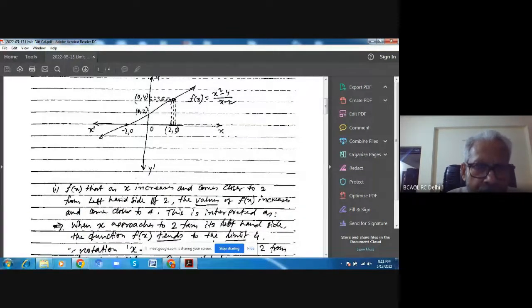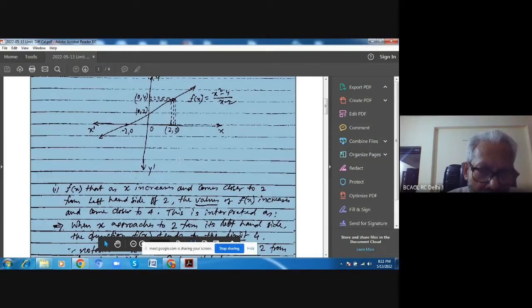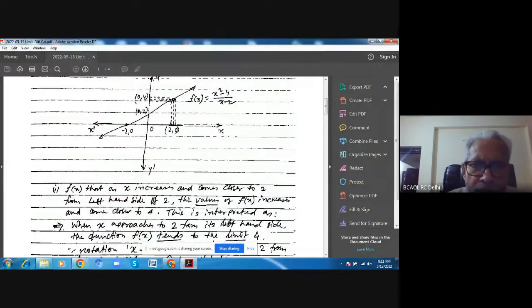Function of x, as x increases and comes closer to 2, from the left hand side, from the left hand side of 2. Okay, the values of function of x, I just put an underline. The values of function of x increase and come closer to 4.